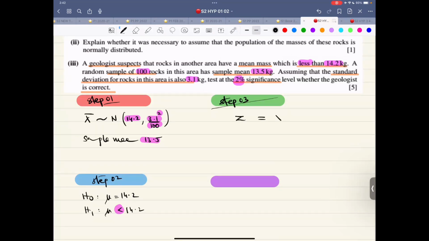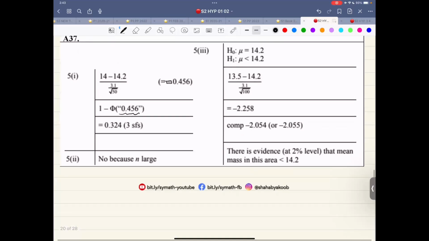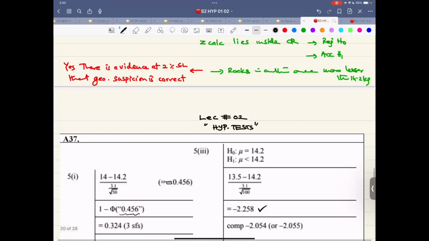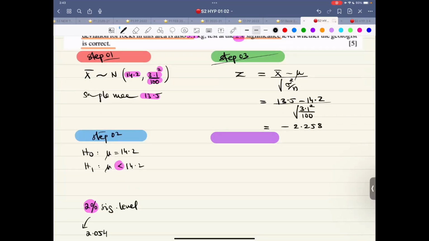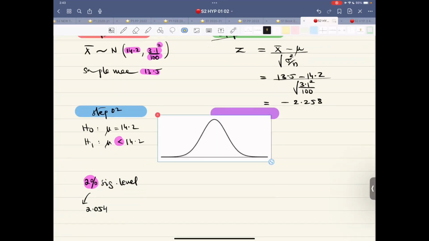Now comes step number 3, which you have to do the calculation. That is Z is X bar minus mu over the square root of sigma square over N. That is (13.5 minus 14.2) divided by the square root of 3.1 square over 100. And definitely this will come out to be negative. Let me grab it from here. So this negative value is negative 2.258. So this is 2.258.